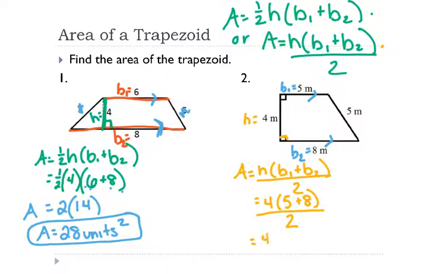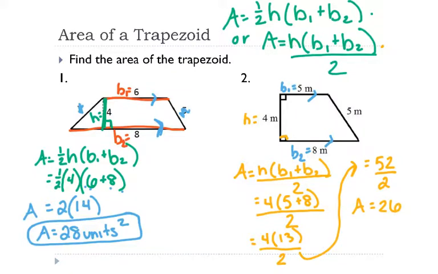So now you're just going to work on simplifying. So following order of operations or GEMS, PEMDAS, GEMS, whichever one you guys use, you're going to do 5 plus 8, which gives us 13, all divided by 2. So now what you're going to do is 4 times 13. So 4 times 13 gives us 52. So now I have 52 divided by 2. And then when I do 52 divided by 2, I'm going to get 26. So my area in this case is 26.